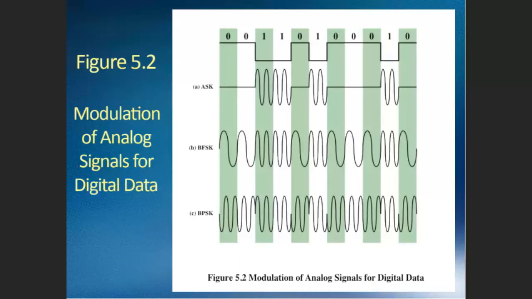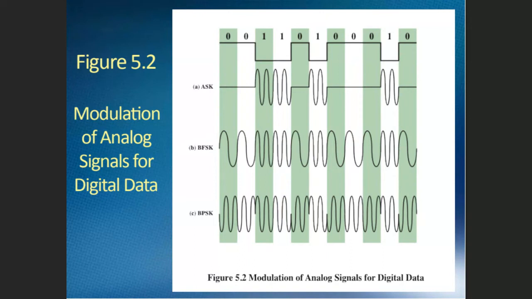So this is an example of modulation of an analog signal for digital data. Here I have digital data 0011. What's happening for the modulation? If it's ASK, amplitude shift key, when it is 0, the peak value is lower. When it is 1, I have higher amplitude. When it is 0, lower amplitude. So this is called amplitude shift key.